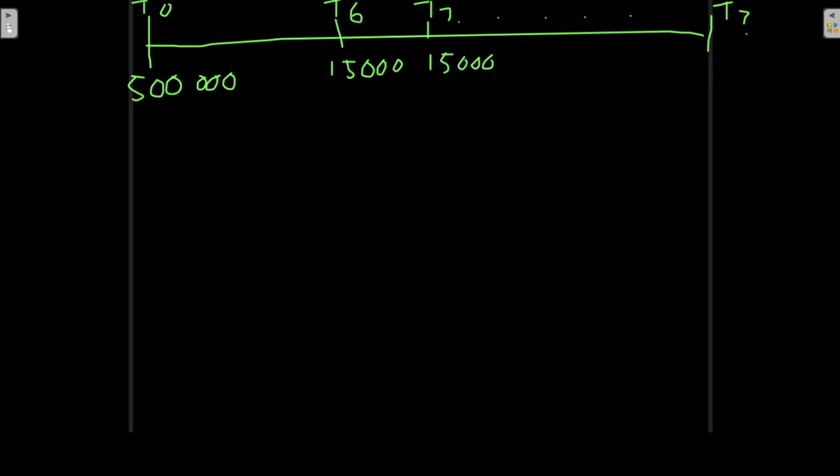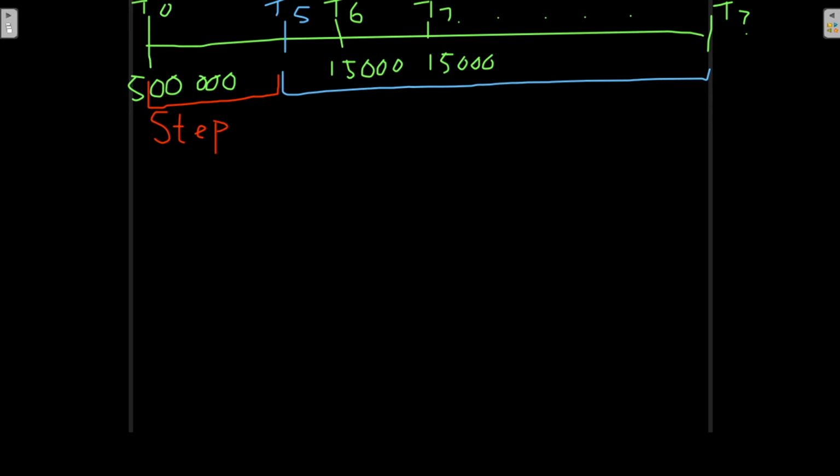So again, we will do it in two steps. The first step is to move the 500,000 rands to the start of the annuity. Remember, your annuity starts one time period before the first payment. So my annuity will start at time T5. So that is my annuity part. And from T0 to T5, I am moving a single amount, 500,000 rands. So in the first step, I will move this 500,000 rands to time T5.